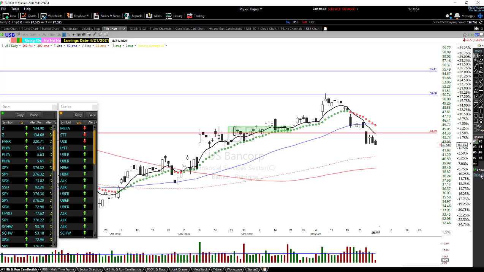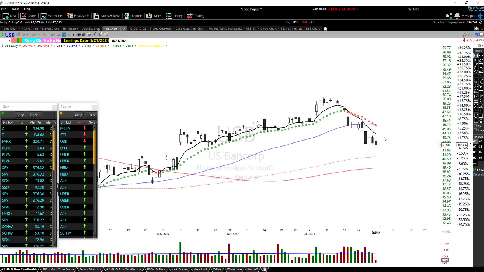Now, let's get rid of all that. So let's take USB. It's alerting today. Would this have alerted back here? Of course it would have. So what a great place to have gotten into USB right here. You would have been part of that gap to the downside and maybe even still in it.